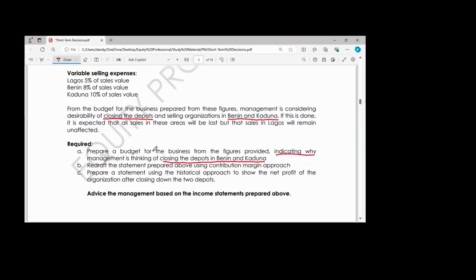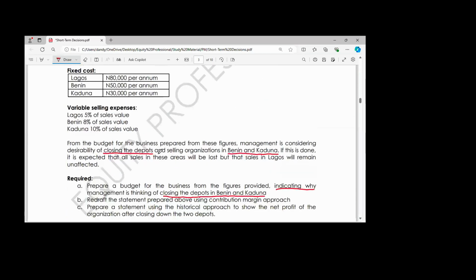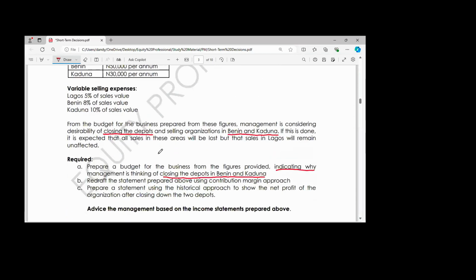So as you can see from this question, the examiner did not give you an income statement. The income statement is supposed to show us the operating performance of each of the depots. We want to see the net profit or loss for Lagos, Benin, and Kaduna, but the examiner did not give us the income statement. That's why the examiner is asking in requirement A to prepare a budget from the figures provided for you. Then you should indicate why management is thinking of closing down Benin and Kaduna depot.